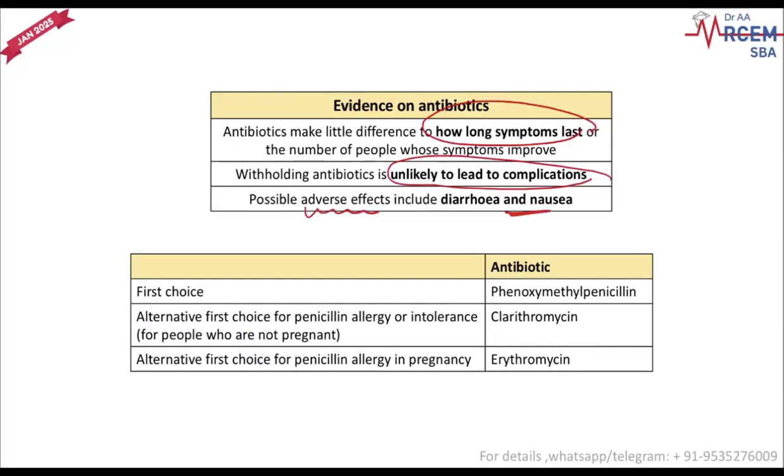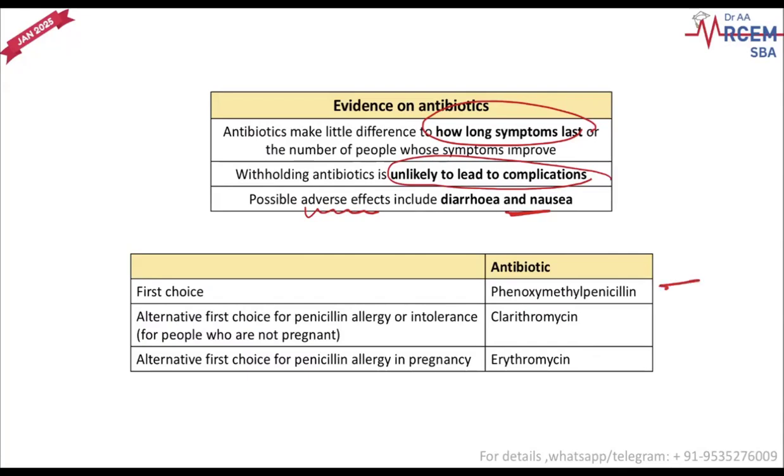So you need to explain these parameters to the patient when you tell them no antibiotics are required. Convince them by saying that the duration of the symptoms will not reduce, and complications are unlikely to arise if you do not take an antibiotic. The incidence of complications remains the same whether you take antibiotics or not. If I prescribe you antibiotics, the chances of you having adverse effects like diarrhea and nausea will be on the higher side. In that way you'll be convincing the patient that antibiotics will not be required, and you'll be discharging.